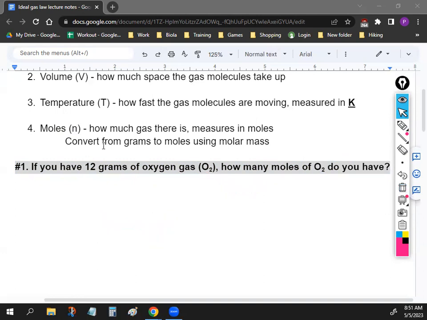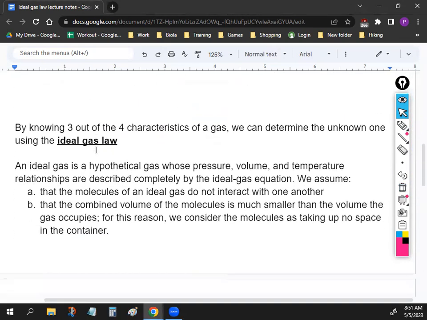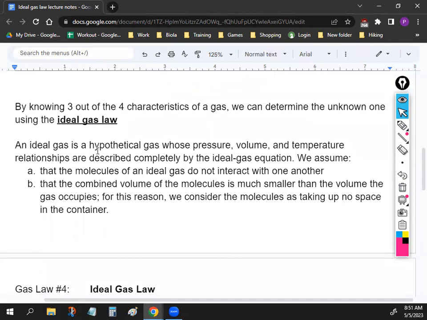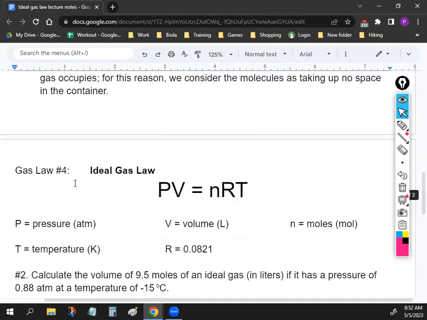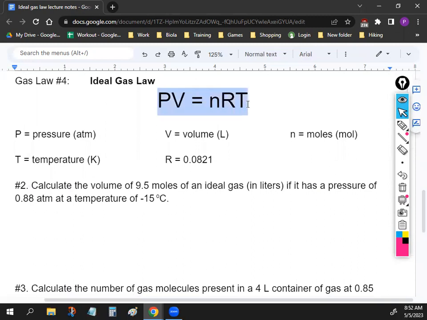But we're going to go into what the ideal gas law is. So do not write all of this down. This is just general information. But basically, if you know three of these four characteristics, you can figure out the one that's missing. That's what the ideal gas law is. So I want you guys to write down the ideal gas law. It's this right here. It's PV equals nRT. And then we have what all the symbols mean down here. Make sure you write down the equation, and then I'll explain the rest of it in a second.